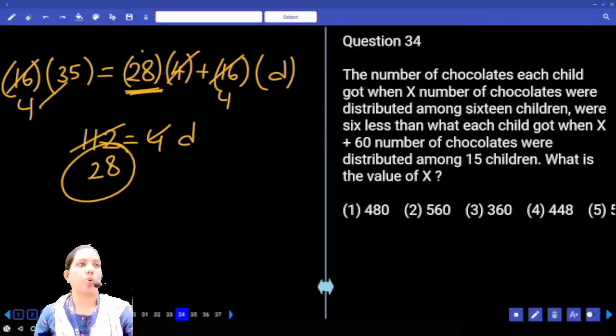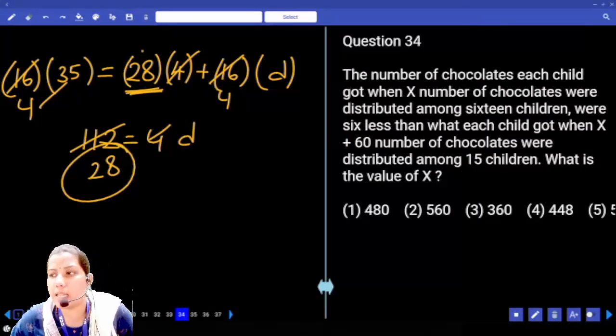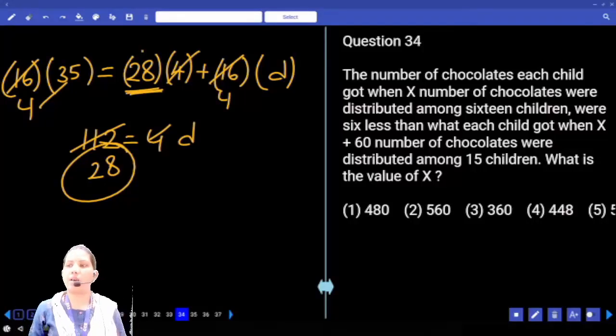Question number 34. The number of chocolates each child got when X number of chocolates were distributed among 16 children were 6 less than what each child got when X plus 60 number of chocolates were distributed among 15 children. What is the value of X?